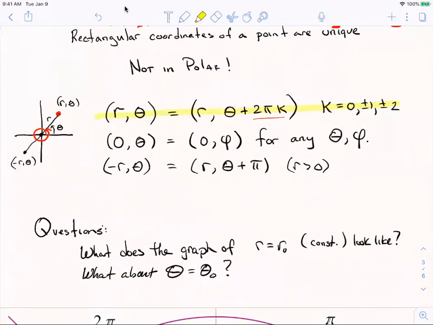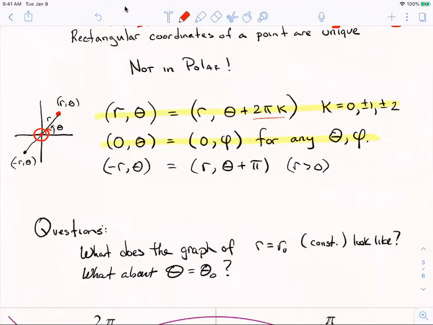Another thing that can happen is that if the radius is 0, you're at the pole, well, then it doesn't matter what the angle is. If you have no distance from the origin, then no matter what direction you're looking in, quote unquote, you're still at the origin. So that's kind of a difference.